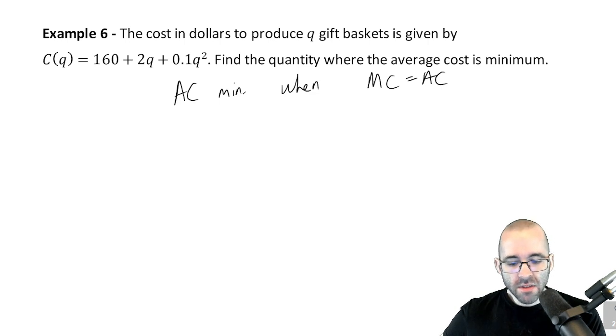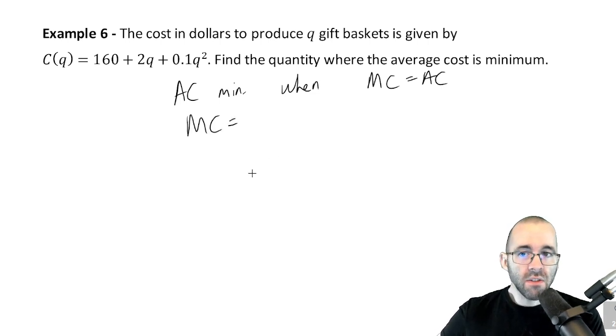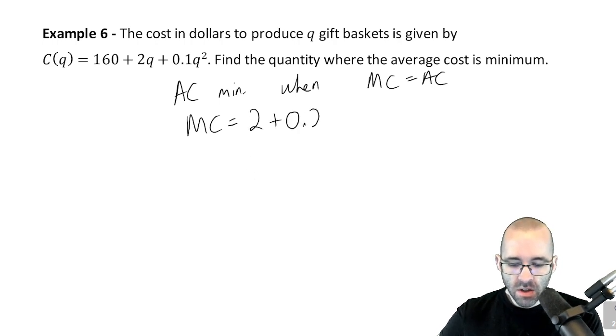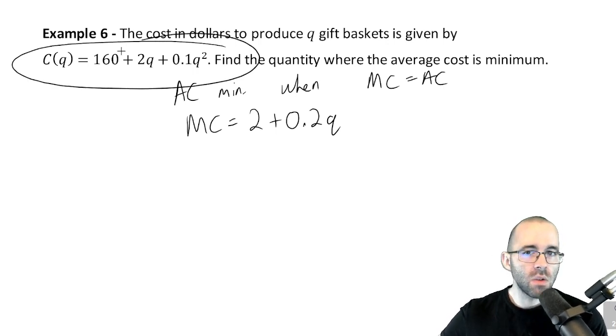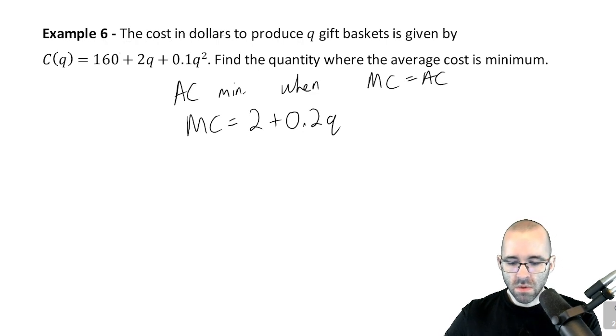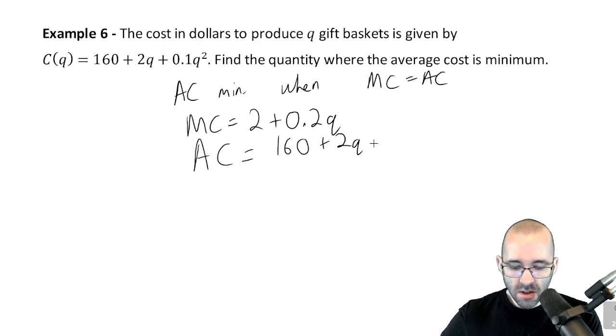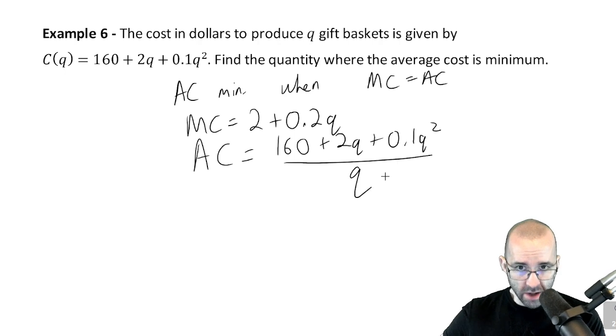What's the marginal cost? Marginal cost is the derivative of C, which is just 2. Right? What's the derivative of this? It's just a power rule. 2 plus 0.2Q. What's the average cost? Average cost is total cost divided by quantity produced.